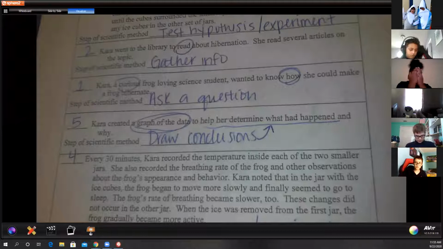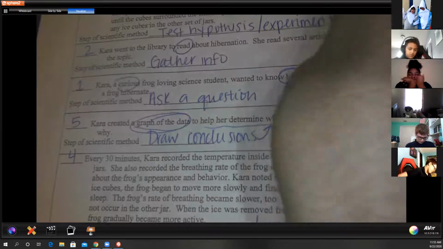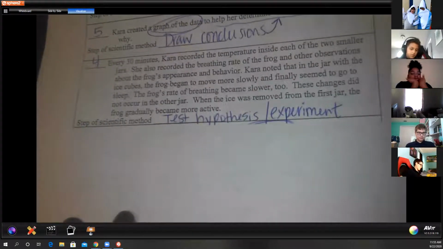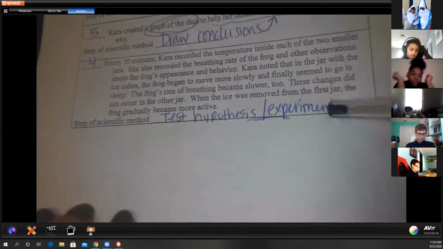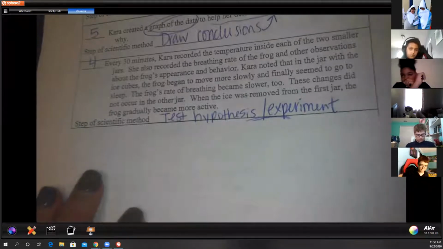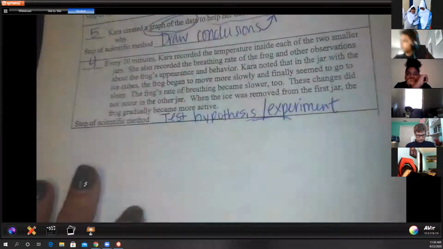When the ice was removed from the first jar, the frog gradually became more active. That is experimenting. So this is when she actually conducts the experiment. That's step number 4, testing the hypothesis.